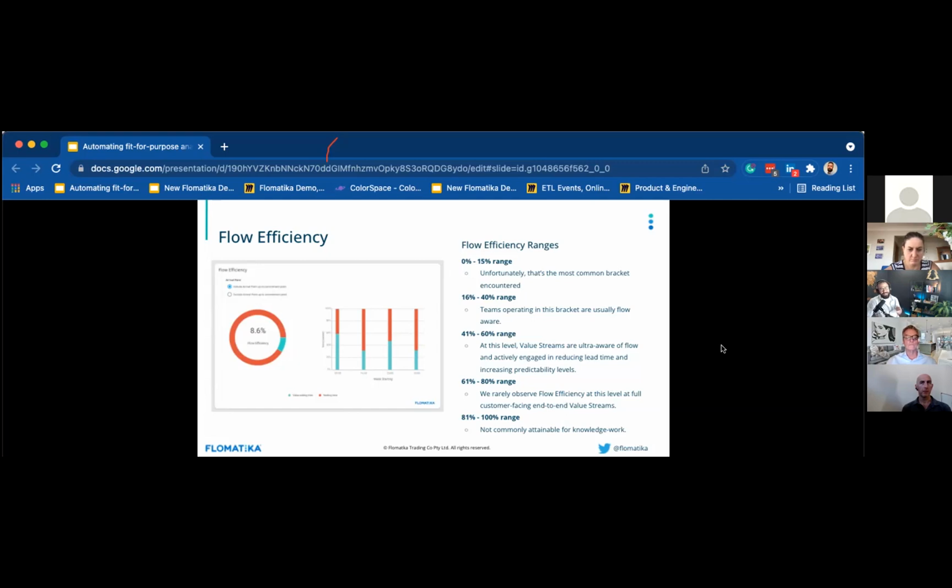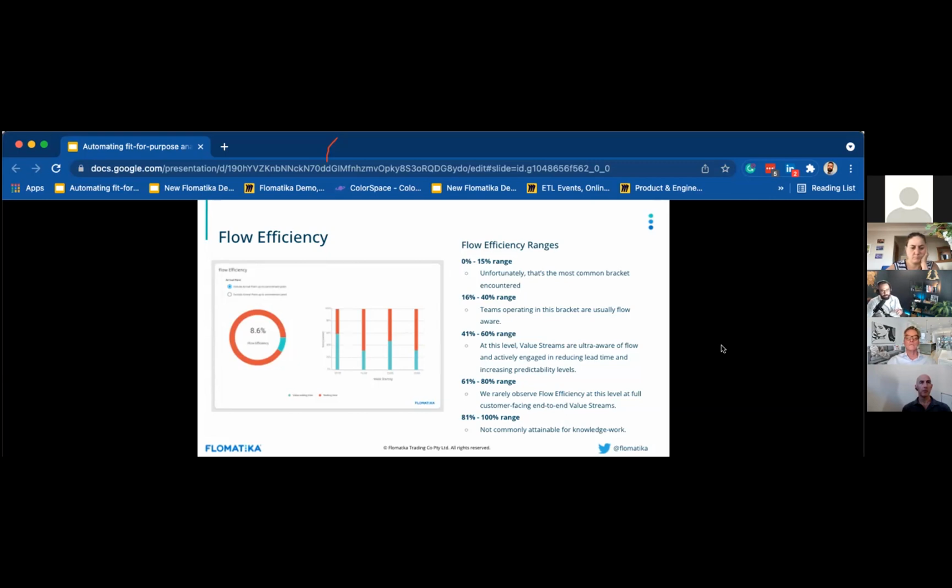So ranges of flow efficiency between 0 and 15%. Usually that's the most common bracket that you're going to find out there. And usually it means that about 85% of the lead time will be made out of delays. And of course, there will be several dysfunctions that will come with that.